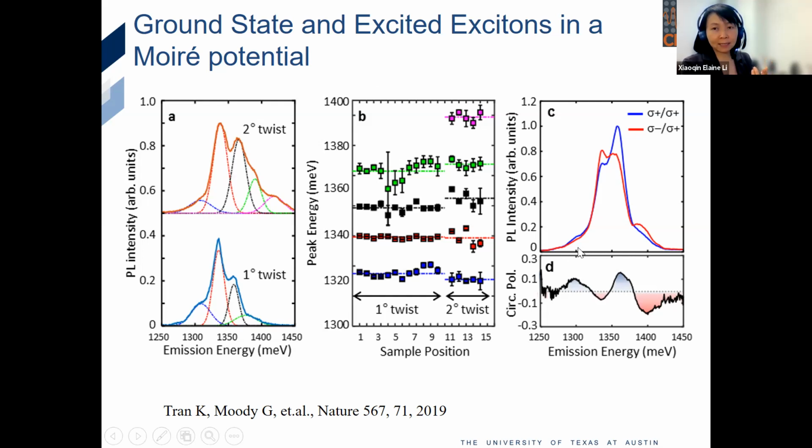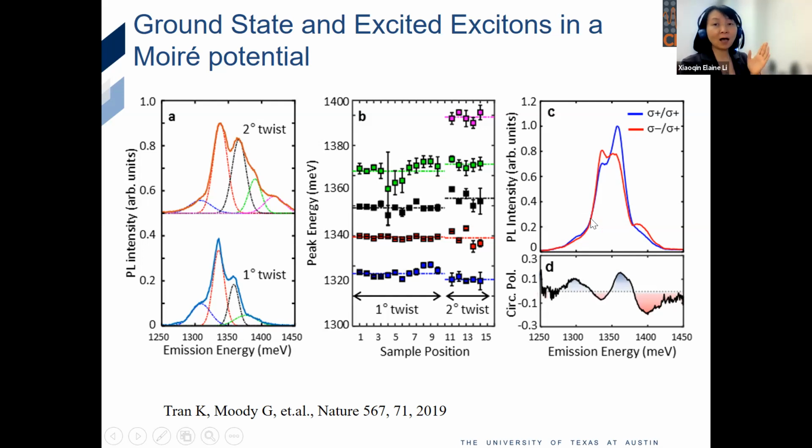Another clue is that if we excite the 1 degree sample with sigma plus light and analyze the polarization of the emission, we find an alternating preferred PL polarization. Both sigma plus and sigma minus emissions come from the two valleys I have talked about, K and K prime. They're degenerate. But we create the electron-hole pair in one valley preferentially. If the lifetime and the valley scattering are on a comparable time scale, then I can retain a little bit of valley polarization.